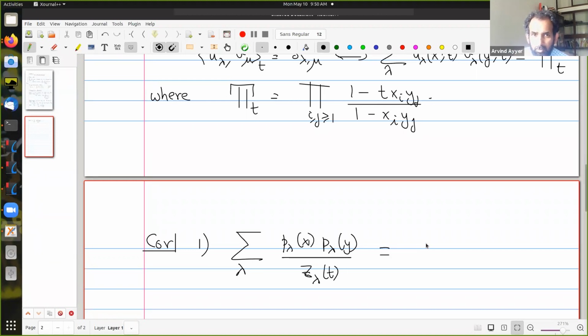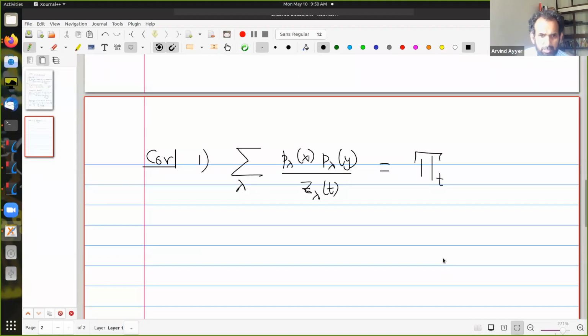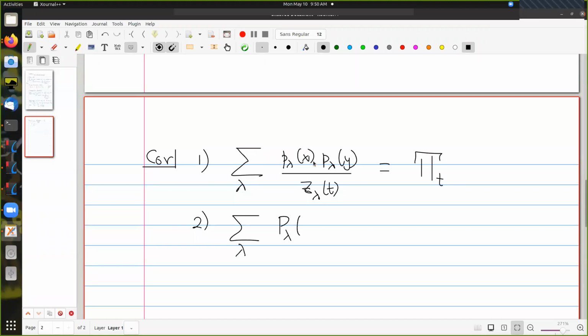This is equal to pi t. So that's just a consequence of the definition. But you get two more results, which are not here. So the first non-trivial result is that the p lambdas which we defined, sorry, the numerators, don't have any t's. Exactly. So the t comes everywhere through z.